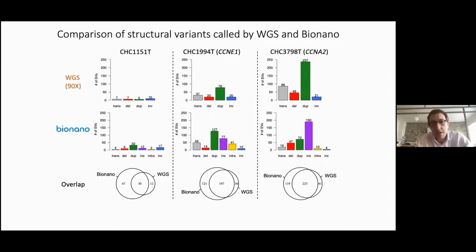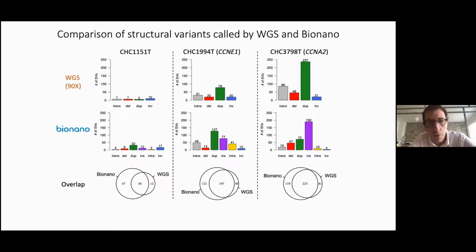Next, we compared the structural variants called with whole genome sequencing and Bionano for 3 tumors that were analyzed with both technologies. Whole genome sequencing was performed at quite a high depth because we had a 90x coverage in the tumor and 30x in the normal samples. On this slide, you can see the number of structural variants per category identified by whole genome sequencing on top and Bionano at the bottom. The first tumor on the left is relatively quiet in terms of structural rearrangements, whereas the 2 others correspond to cyclin HCC.